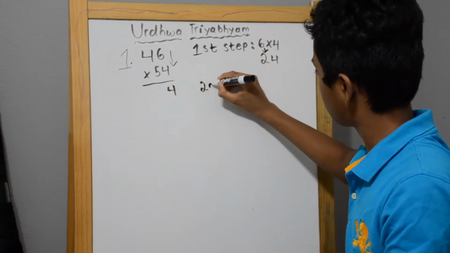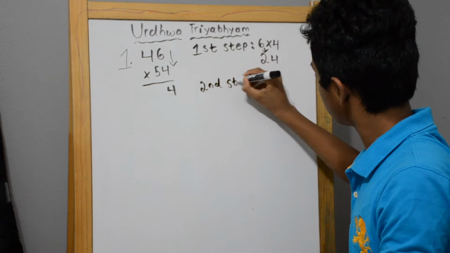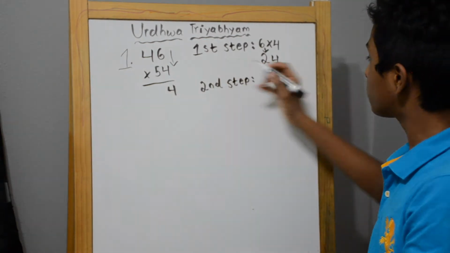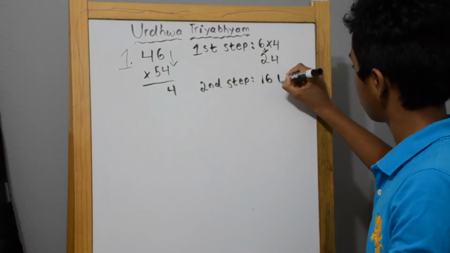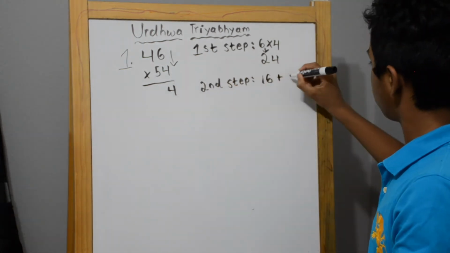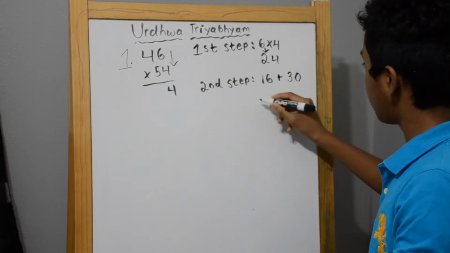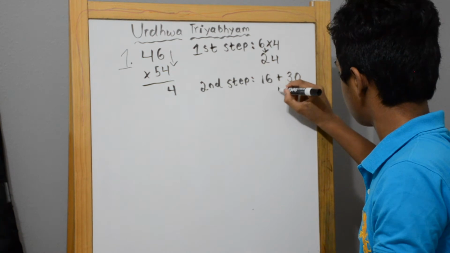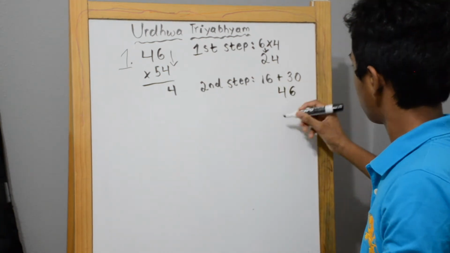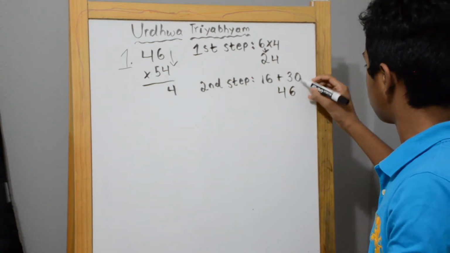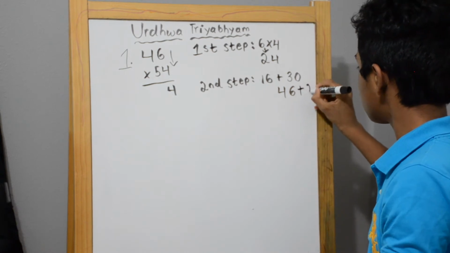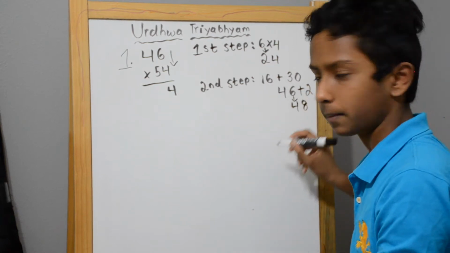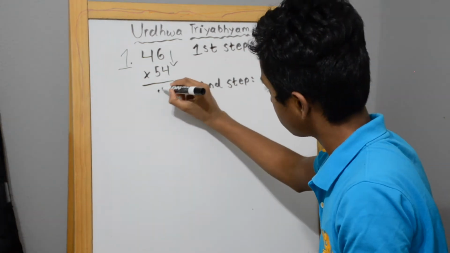For the second step, we multiply crosswise. 4 times 4 is 16. 6 times 5 is 30. And we add 16 plus 30. 16 plus 30 gives me 46. And I have to add 2 from the previous step. So 46 plus 2 gives me 48. And I have to carry this 4. I have to retain 8 and carry 4.